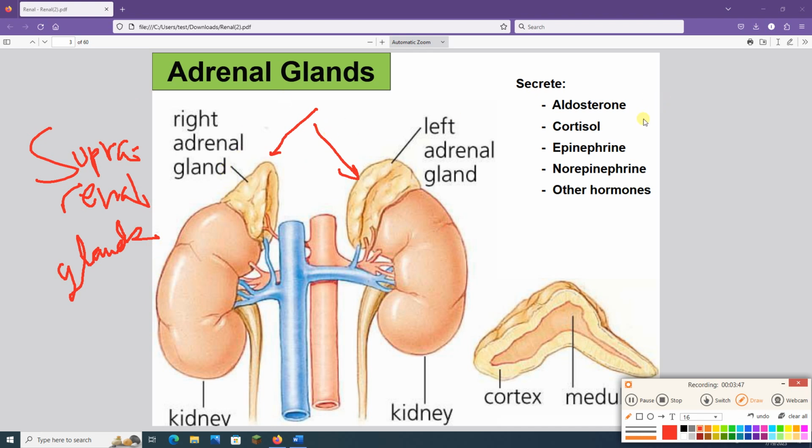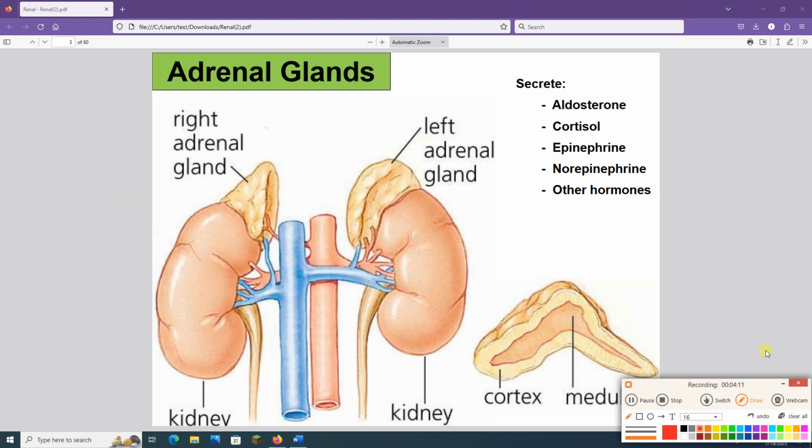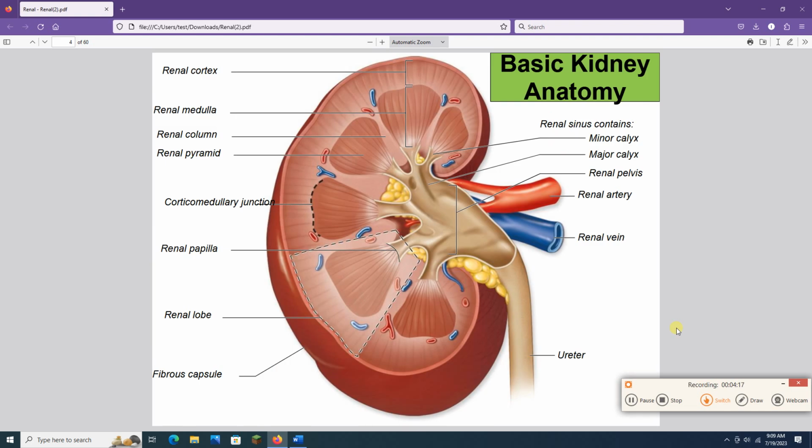So the adrenal glands are going to secrete some hormones: aldosterone, which is one we'll talk about in this urinary system lecture, plus cortisol, which is our stress hormone, plus our two sympathetic fight or flight hormones, epinephrine and norepinephrine. And there are other hormones as well, some of which we met in that very first lab so long ago. All right, so adrenal glands, we've met them. We'll come back to them a little bit later. But let's talk about some kidney anatomy.